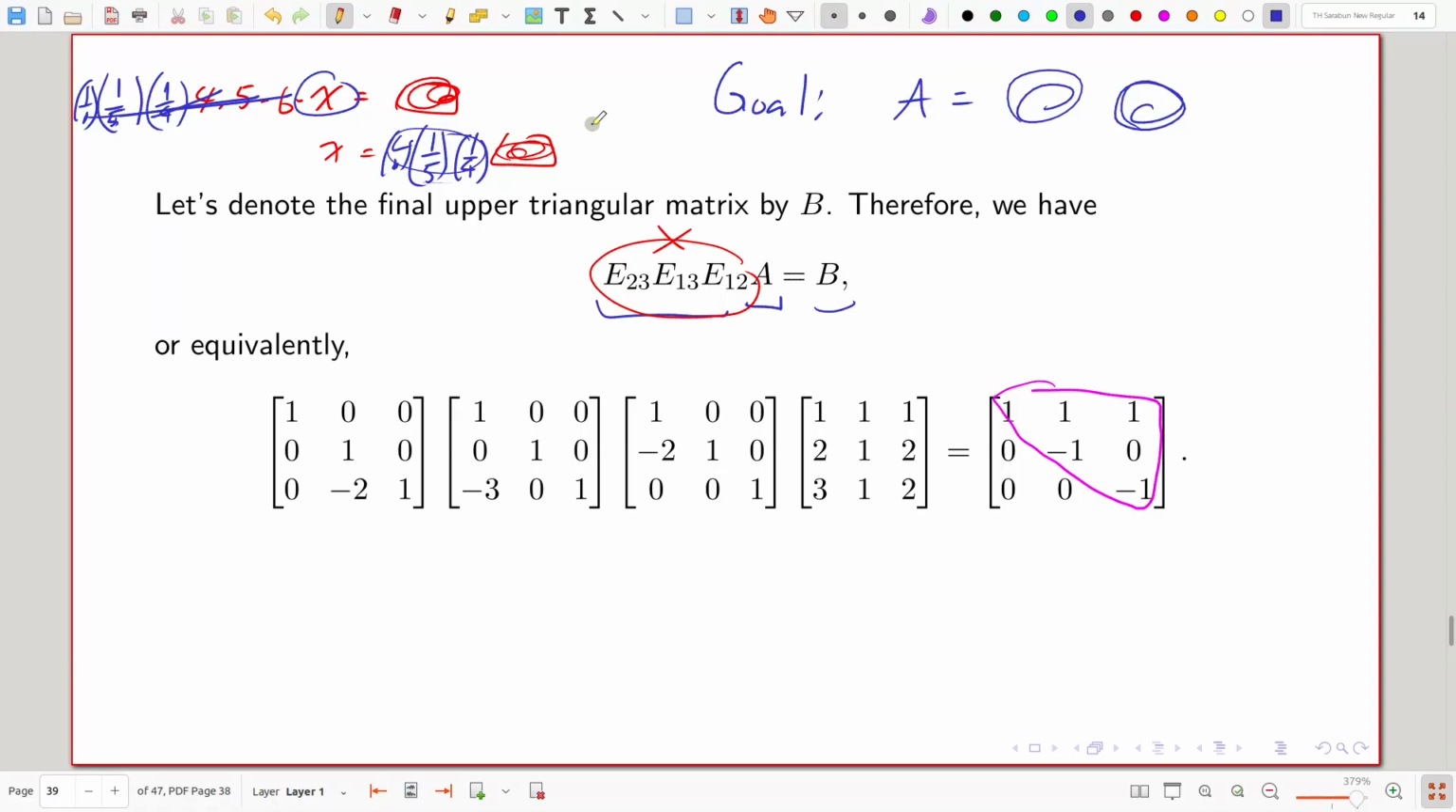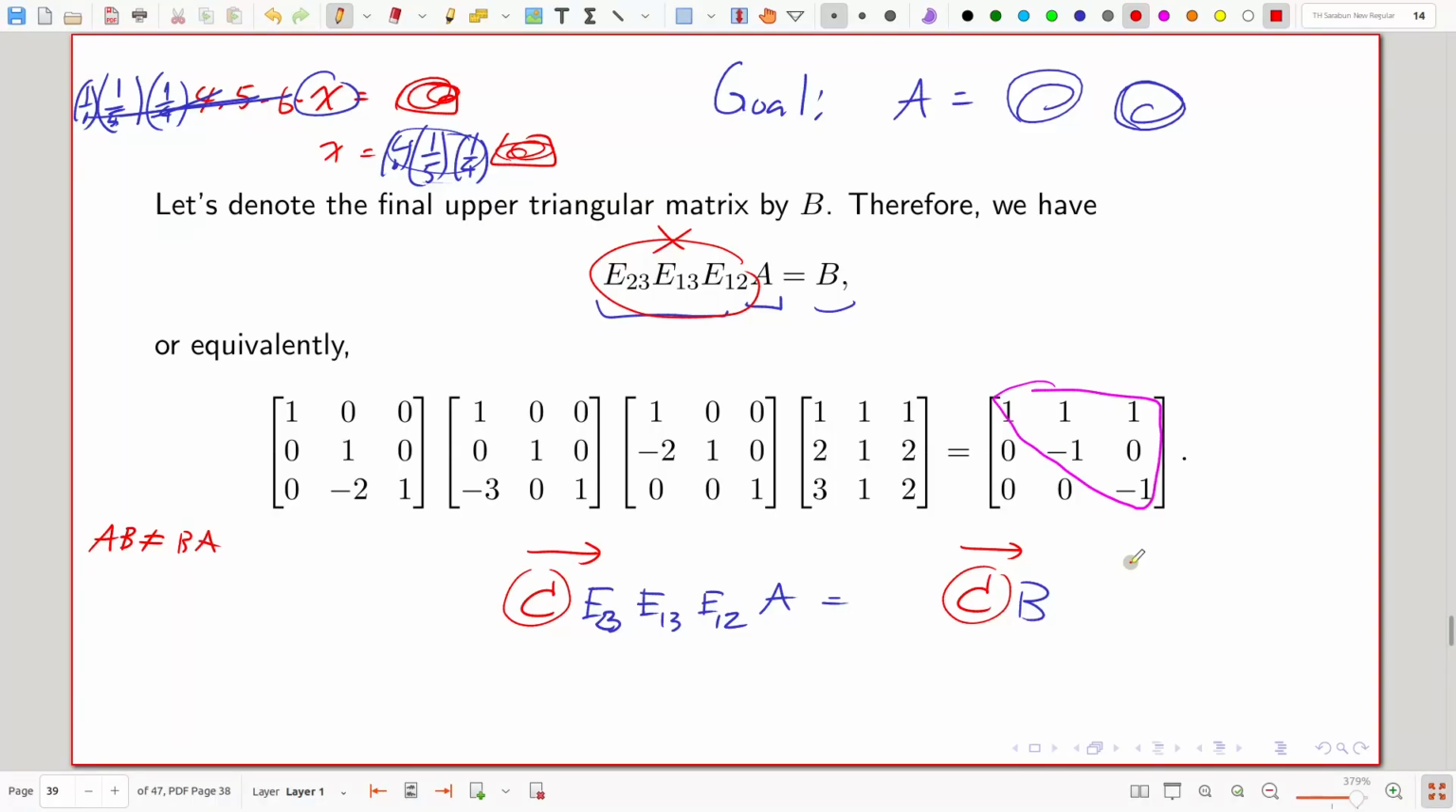The idea is that we do it one step at a time. Currently we have E23 times E13 times E12 A equals B, right? I would like to find a matrix C, and I want to multiply the whole thing by C on the left hand side. When you do matrix multiplications, they are not commutative, so AB typically is not going to be equal to BA. But when I multiply the same matrix on the left hand side of both sides, I can do that. What I would like to do is find matrix C.